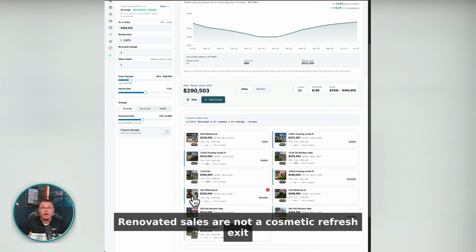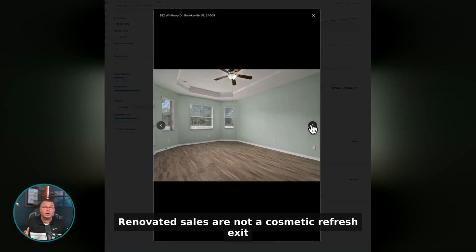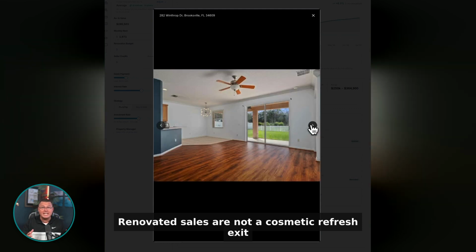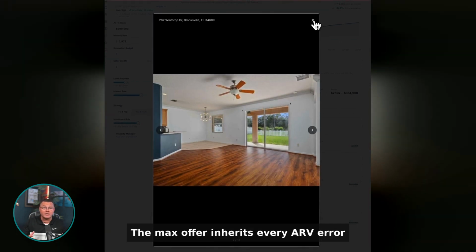If you set after repair value off fully renovated sales but you are planning a cosmetic refresh, the ARV is fiction and your max offer inherits every dollar of that error. Write your number down before you tour the property. Emotion shows up after you walk it.